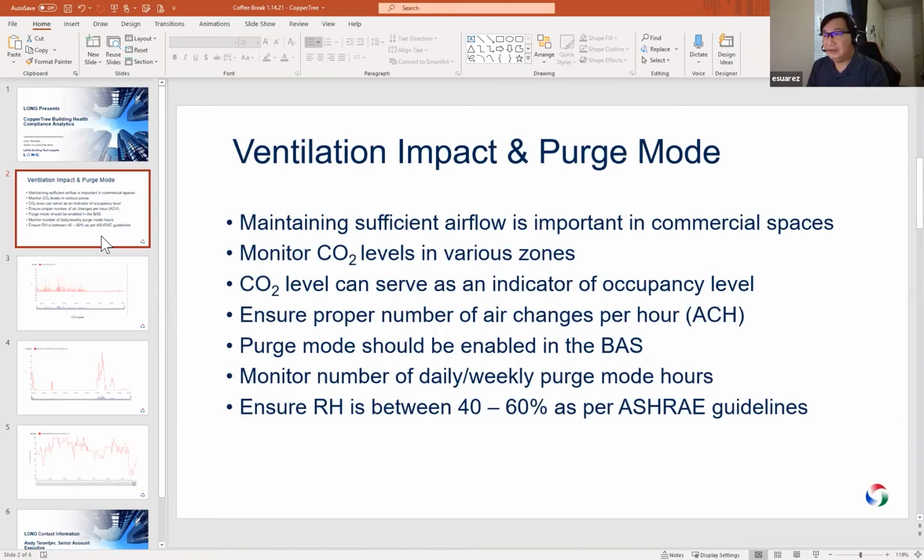And one of the things that we've seen is that maintaining sufficient airflow is definitely important. And you've seen this, you've done your research, you've read all the different articles, but unfortunately, one of the things that we have observed is that a lot of the buildings currently are not monitoring nor taking precautionary measures to ensure that. For instance, monitoring CO2 levels in various zones.